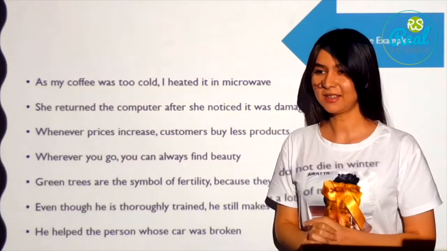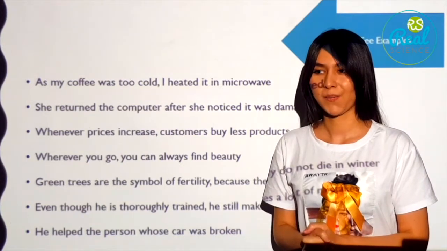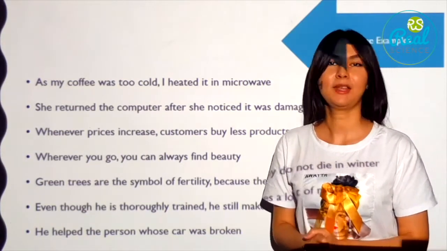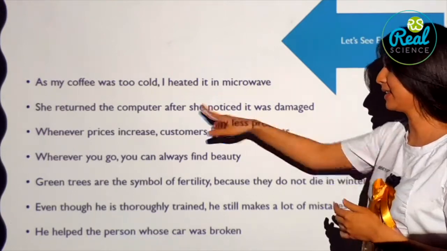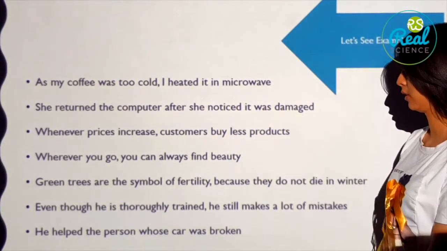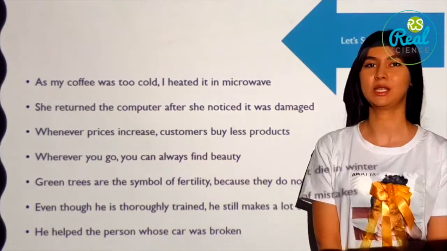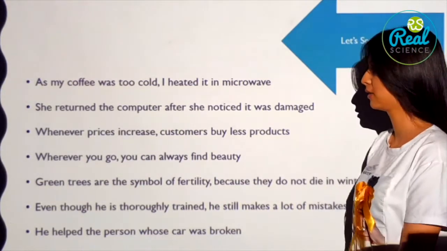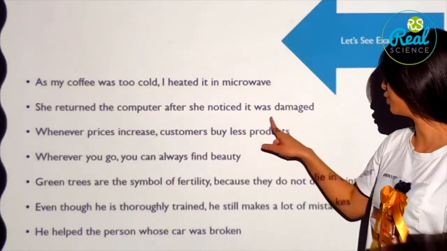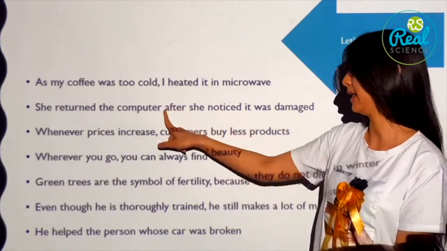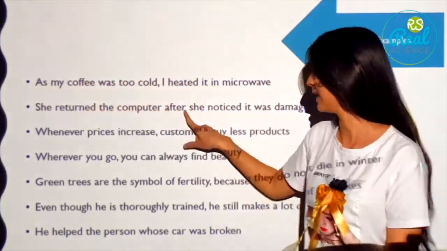Second one. Let's choose the reader. Asadbek, are you here? Yes. Okay, can you read? As my coffee was too cold, I heated it in the microwave. The second one: she returned the computer after she noticed it was damaged. Good. Which one is dependent, and which one independent? She returned the computer is independent. After she noticed it was damaged is dependent, a subordinate clause. So here we have the conjunction after, guys. The first one is as, the second one is after.